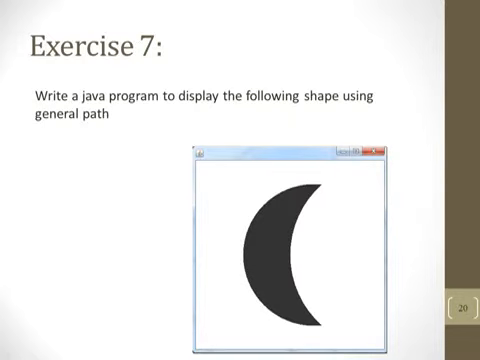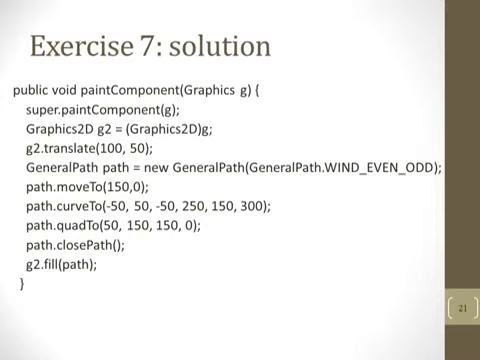Write also the same Java code to display the following shape using constructive area geometry. Now we will use GeneralPath. First we draw it using constructive area geometry. Now we want to draw it using GeneralPath. Here we can use quadTo or curveTo to draw this region or this shape. So the solution is here.